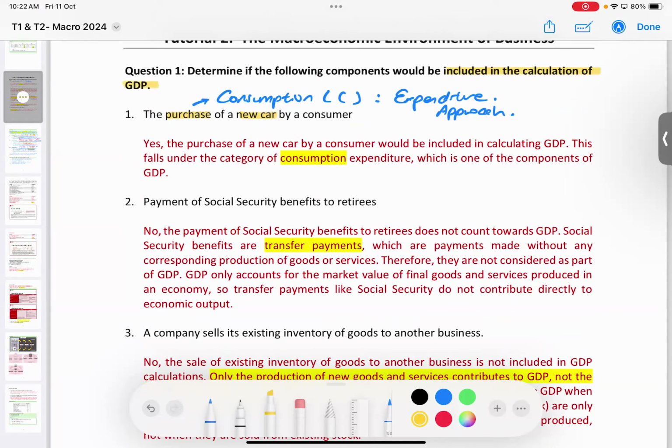So yes. Second one, payment of social security benefits to retirees. Social security benefits is like what? Payment by the government without any goods and services in return. So therefore, this is what we call transfer payment. Transfer payments are money paid by the government to people who are in need, but there are no goods and services in return. So this is not included, because all these payments are made without any goods and services in return. So it does not contribute directly to the economic output.